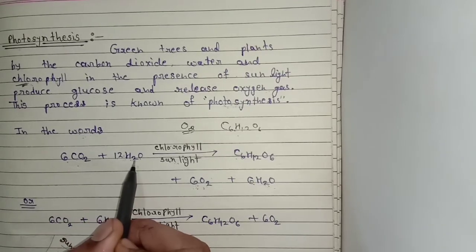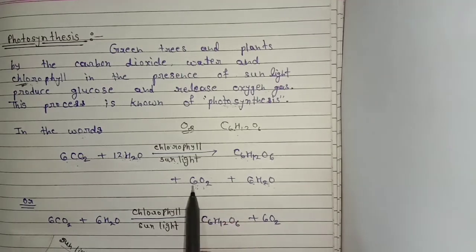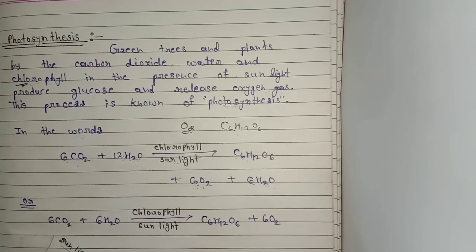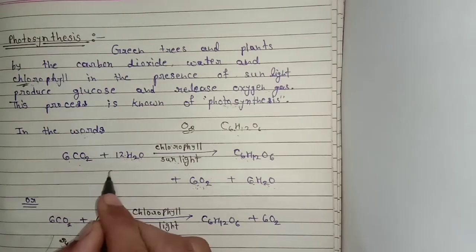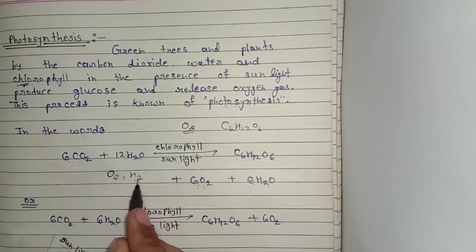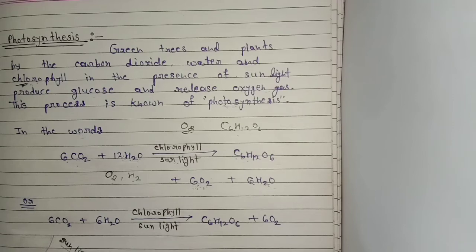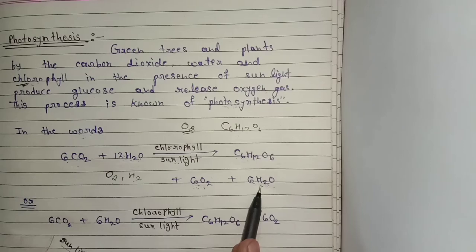So there are 6 molecules of carbon dioxide and 12 molecules of water that react with each other to produce glucose as well as release oxygen gas. Apart from the glucose produced and the oxygen gas released, there are also oxygen and hydrogen available. That's why oxygen and hydrogen react with each other and produce water. Okay, so in this process water molecules also appear.